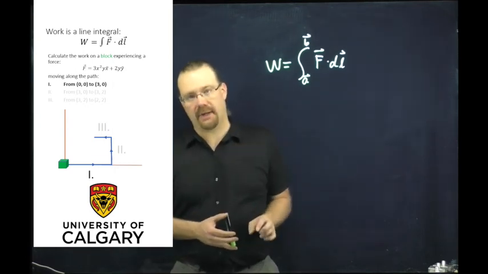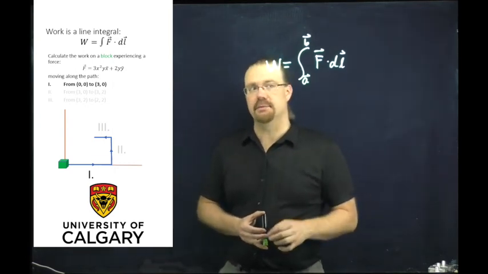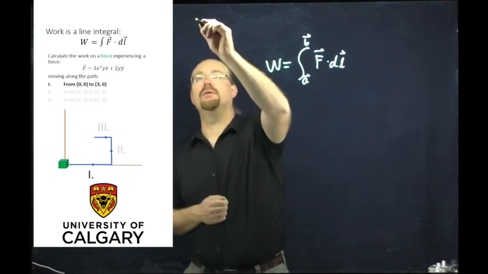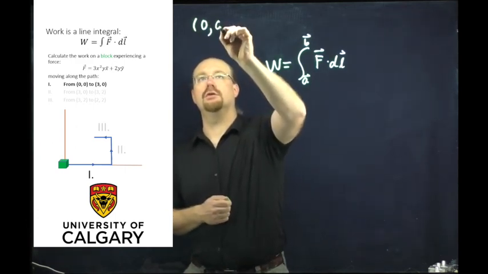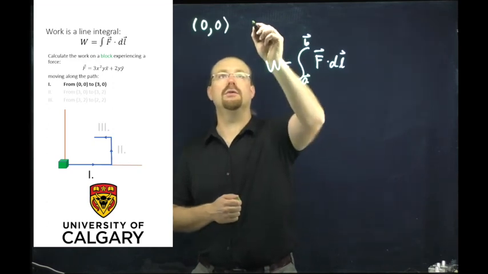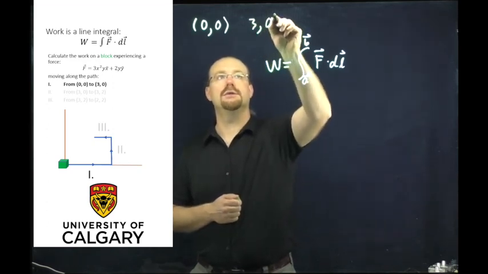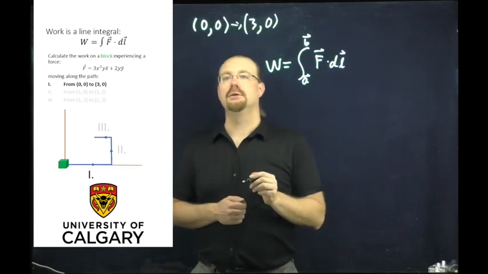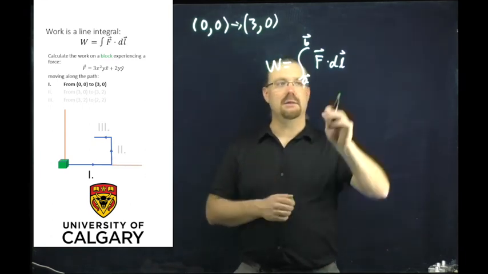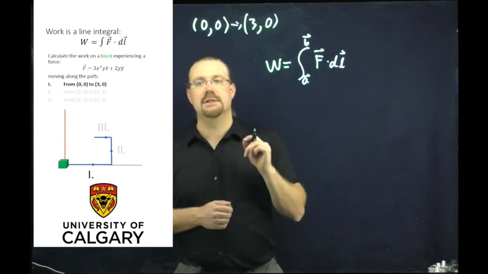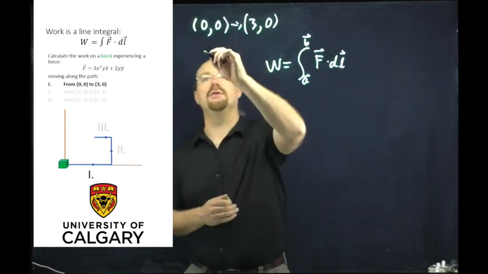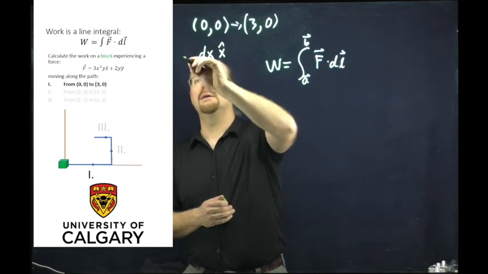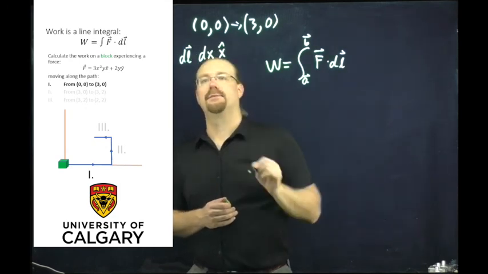The first part of that path is the bit along the x-axis, and because we are going along the x-axis, that means we're going from the point 0, 0, out to the point 3, 0. So this is going to be our first limits of integration, and the particular dl that we're going along is going to be in the x direction. So we've got a dx x hat for our dl.